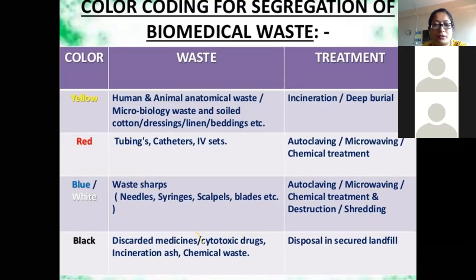So yellow means cotton, gauze pieces, dressings, linen, bedding. Red is plastic, blue is glass, black is medicine. This color coding you have to remember, and it is used in all hospitals. This is universal. The categories 1 to 10 are universal, and this color coding is also universal.